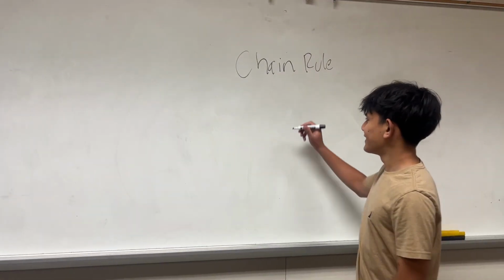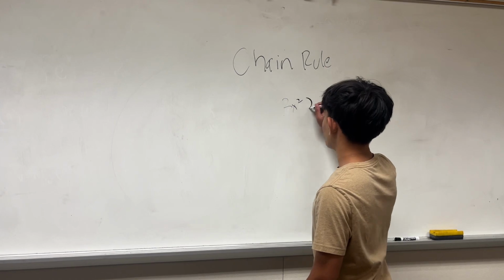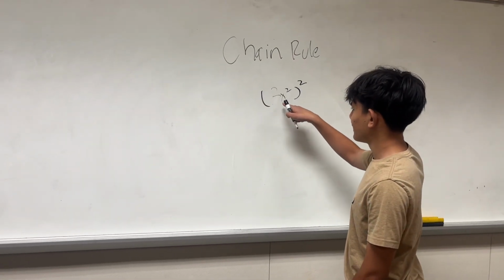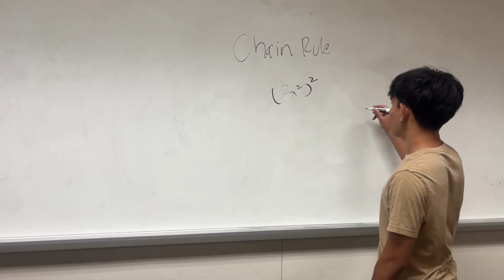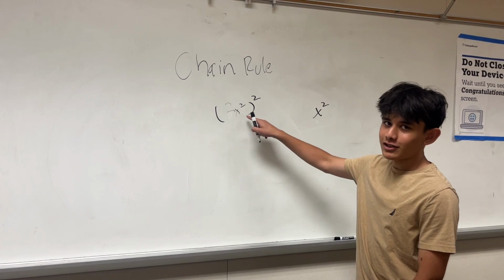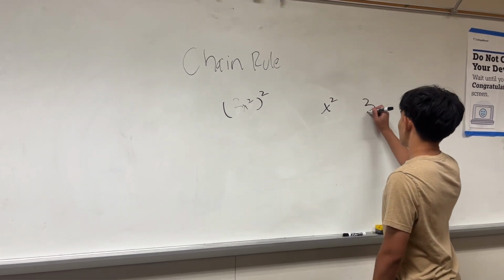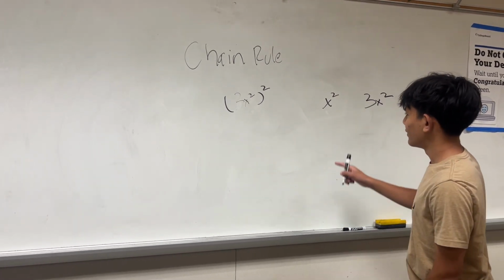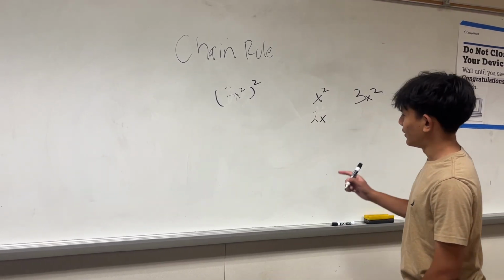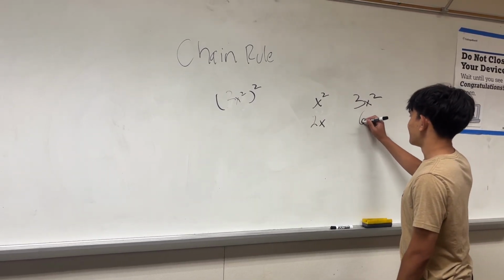Okay, so if the equation is like (3x squared) to the power of 2, the outside function is basically x squared, because it's this thing to the power of 2. So f of x would just be x squared, and then the inside function g of x is 3x squared. The derivative of x squared is 2x. The derivative of 3x squared is 6x.